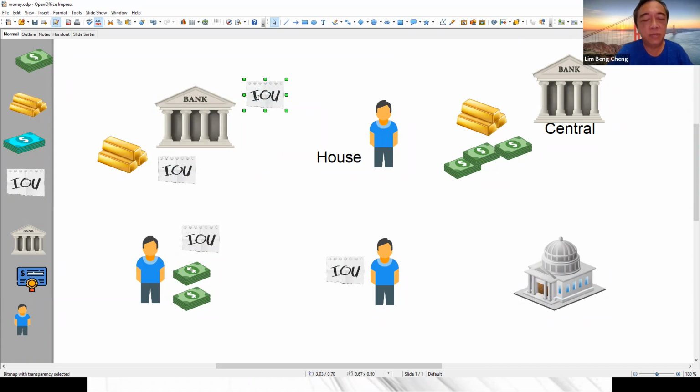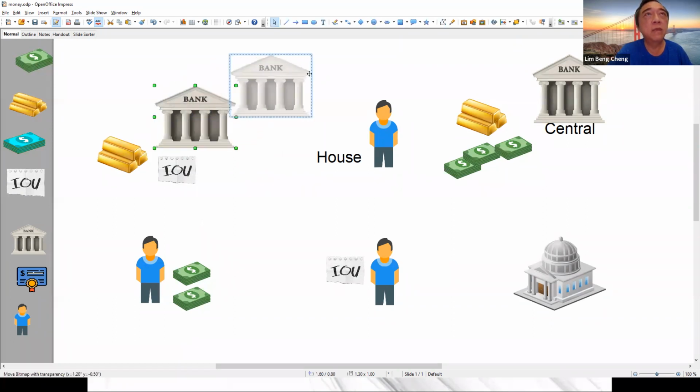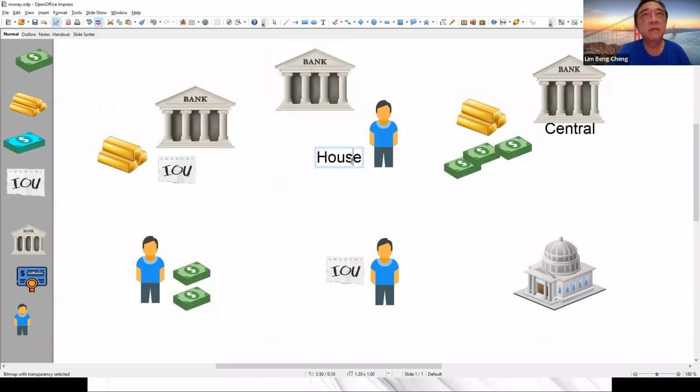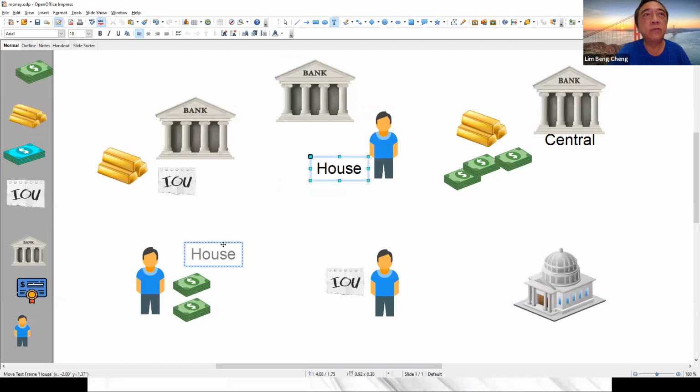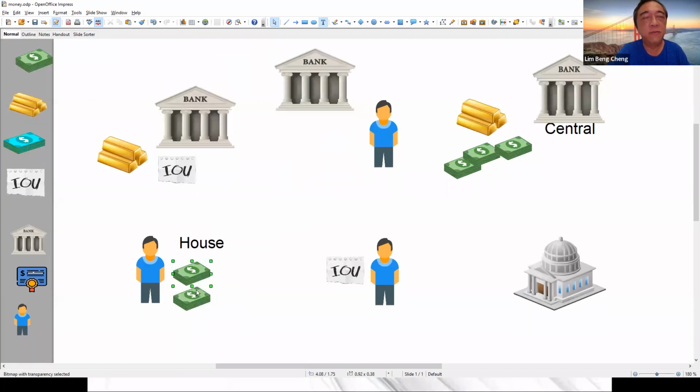Okay, so let's say we redo this thing, and we make it a bit more complicated. Now we have two banks. Now this house, we go back to him. You don't give him money. Don't need to confuse so many. So now he wants to buy a house. Okay, so this one also we can eliminate already.